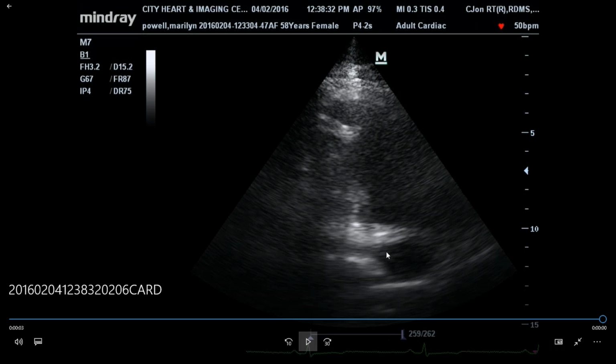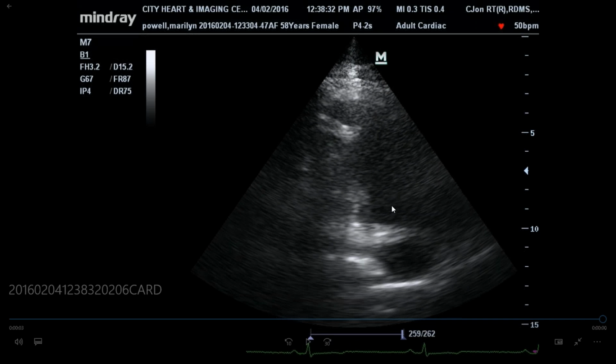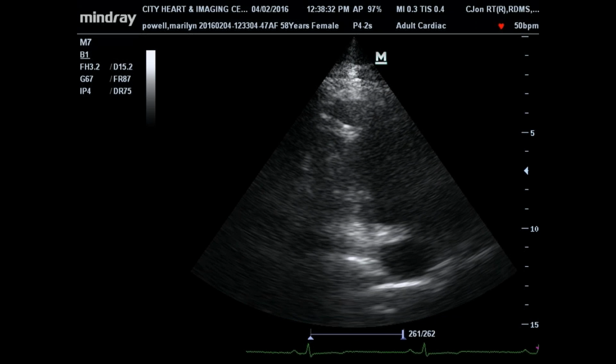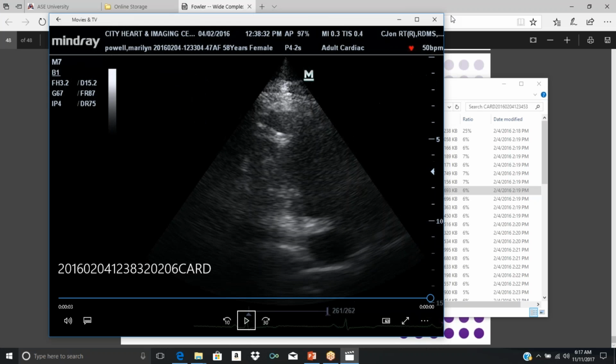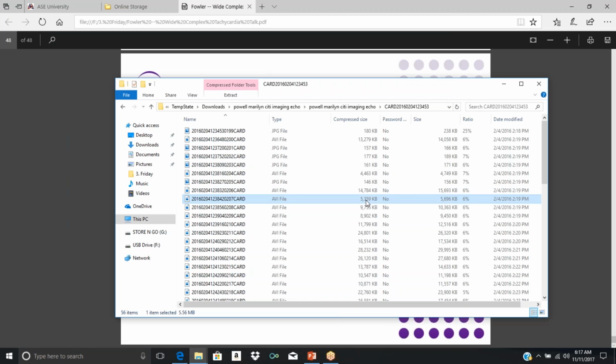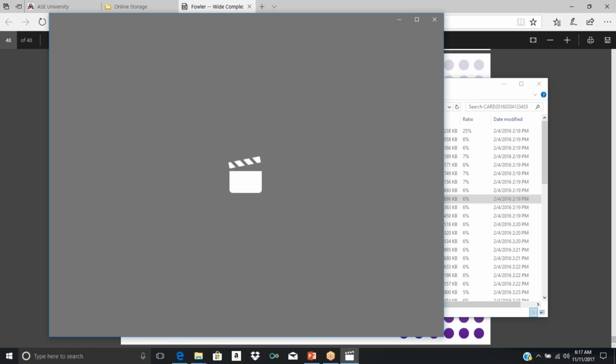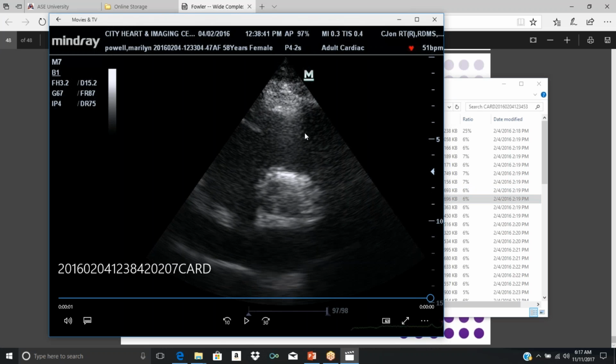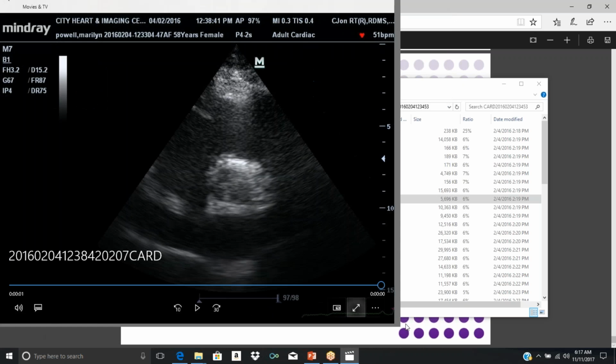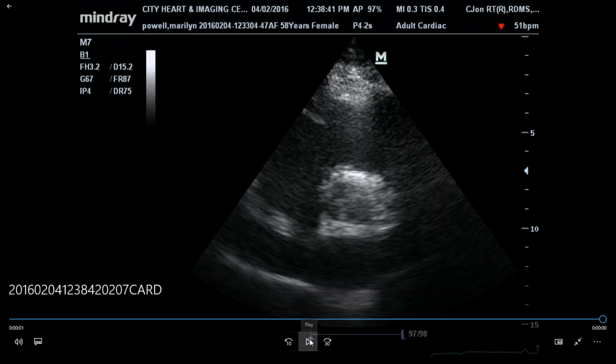Okay. So remember, when you're doing actual studies, not all your studies are going to come out looking perfect. I mean, you have to have a protocol. So you need to develop a sequence in which you do your studies so you don't miss anything. So this is the short axis at the level of the aorta. Short axis at the level of the aorta.